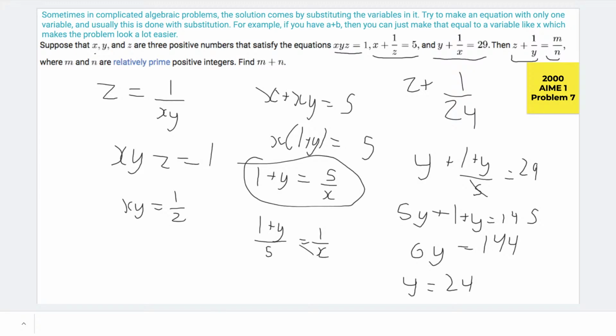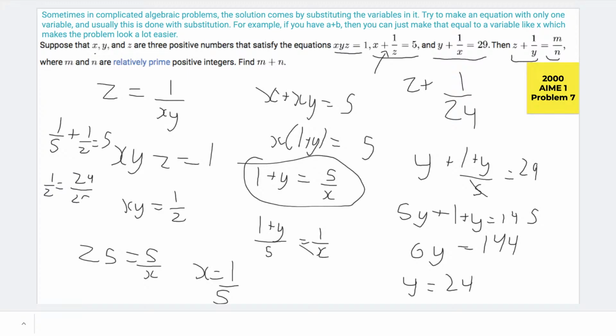So we get 1 plus 24 equals 25 equals 5 over x. Then you multiply both sides by x, and divide both sides by 25 to get x equals 1 over 5. Now if x equals 1 over 5, you substitute this into this equation to get 1 over 5 plus 1 over z equals 5. Now you subtract 1 over 5 from both sides to get 1 over z equals 5 minus 1 over 5, which is just 24 over 25. Wait, is it? No, it's not. It's 124 over 125, sorry.